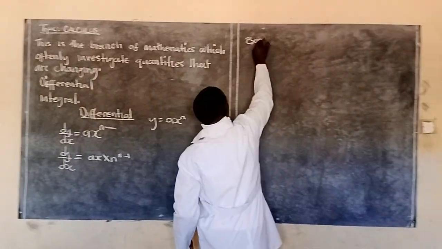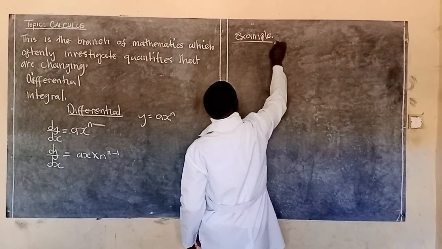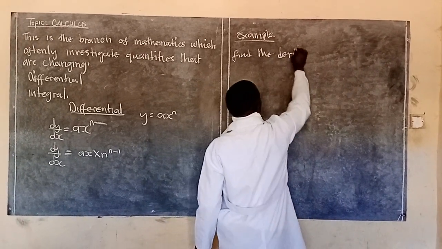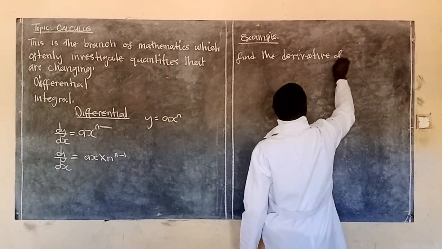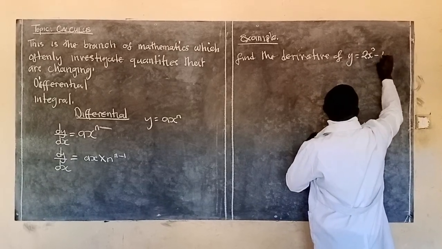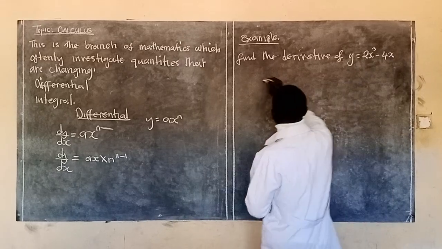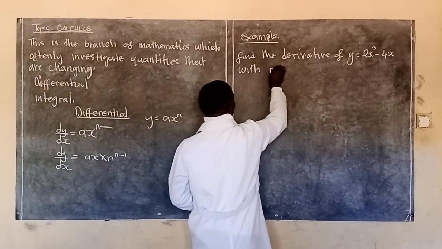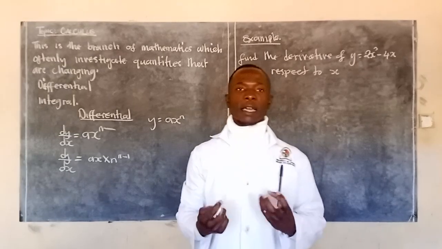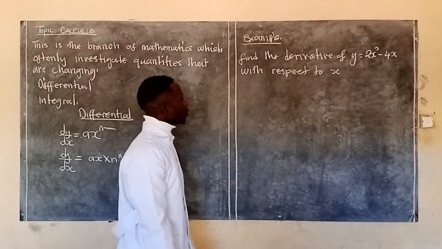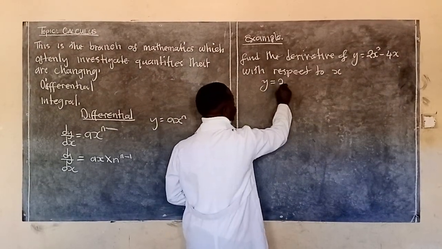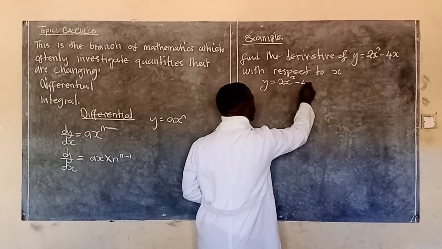Let's look at this example. Example 1: find the derivative of y is equivalent to 2x cubed minus 4x with respect to x. How do we analyze and solve this problem? The first thing we need to do is get the equation that we've been given. So the equation is saying y is equal to 2x cubed minus 4x.